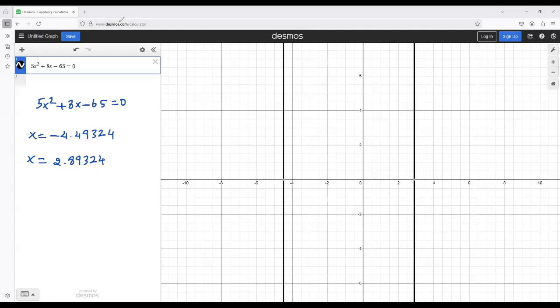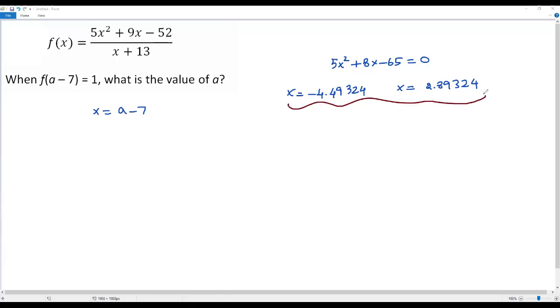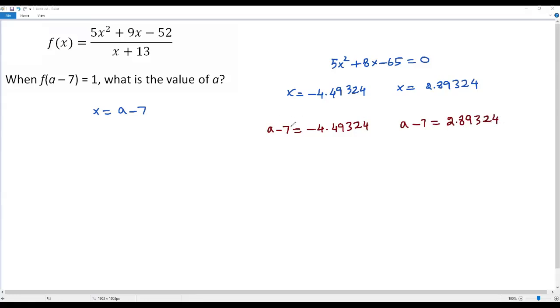Now let's go back to the original question. Here we have the two values of x which we got for this quadratic equation from Desmos. We already know that x equals a minus 7, and our aim is to get the value of a. For that, we have to plug in a minus 7 for x and solve for a. Now let me plug in a minus 7 for x here. Then I'm getting a minus 7 equals negative 4.49324, and here also, a minus 7 equals 2.89324. To solve for a in this equation, we have to add 7 to both sides.